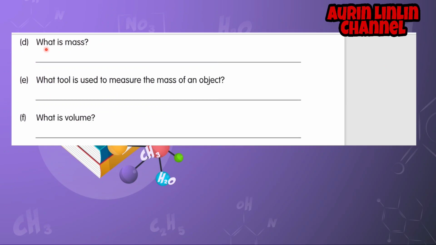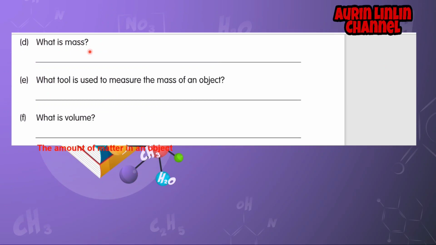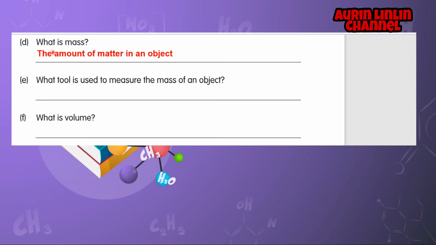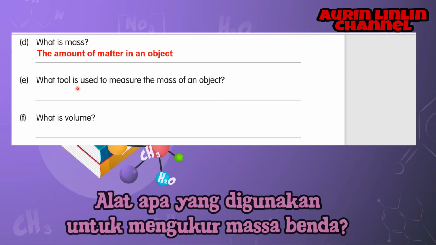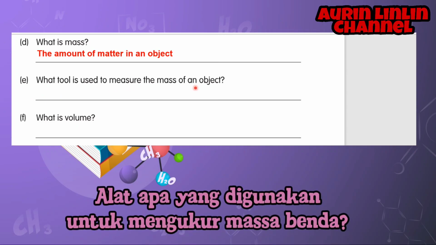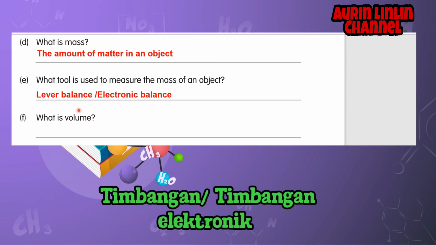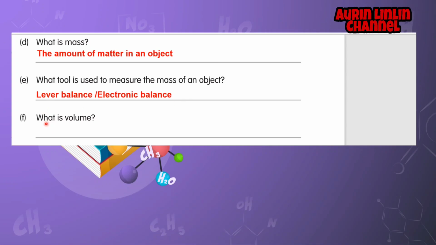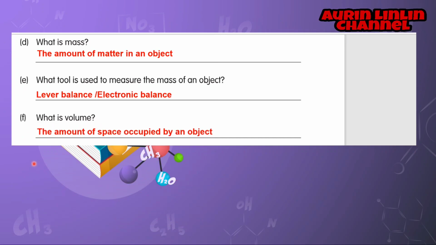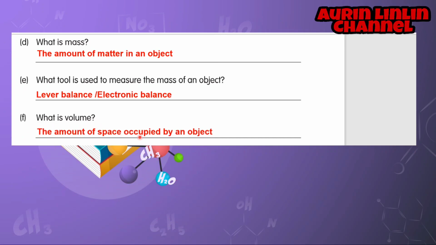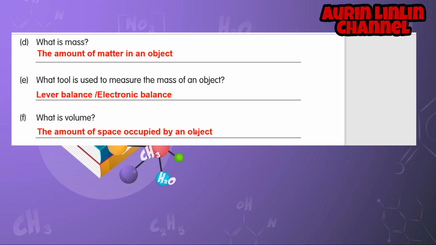Next question. What is mass? Mass is the amount of matter in an object. What tool is used to measure the mass of an object? And the answer is lever balance or electronic balance. Next question. What is volume? Volume is the amount of space occupied by an object.